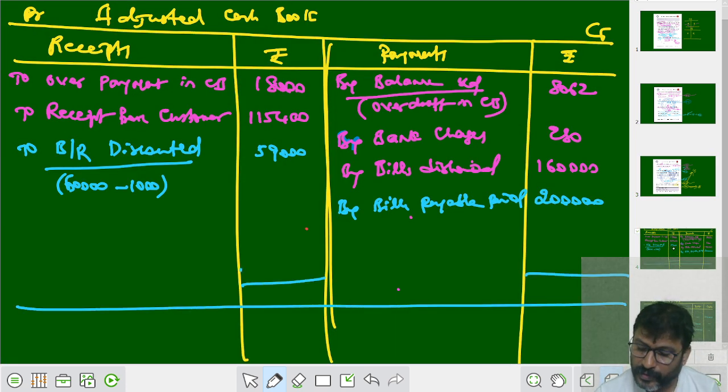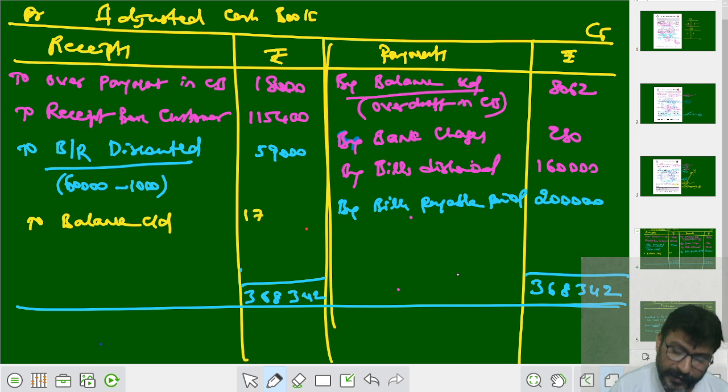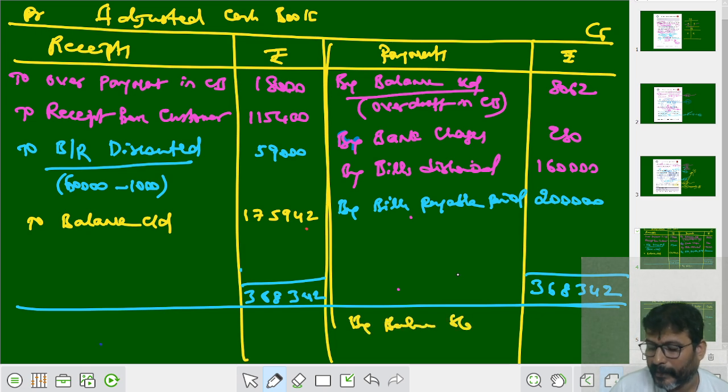See what side we are getting more. I think we are getting more on the credit side. 3 lakh 68,342. What is the difference that we are getting? It is called balance carry down. How much is it now? 1,75,942. That is to be taken as balance brought down.